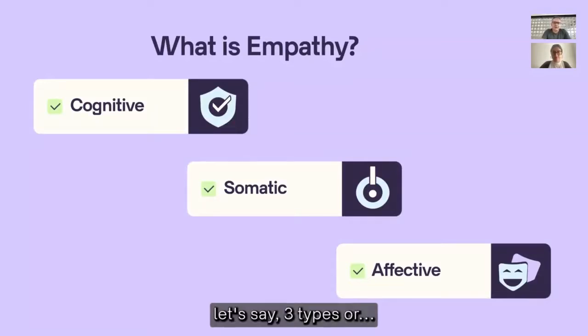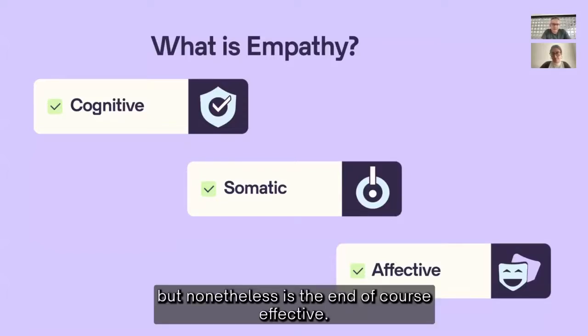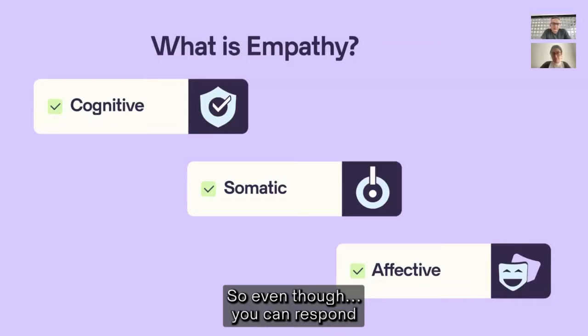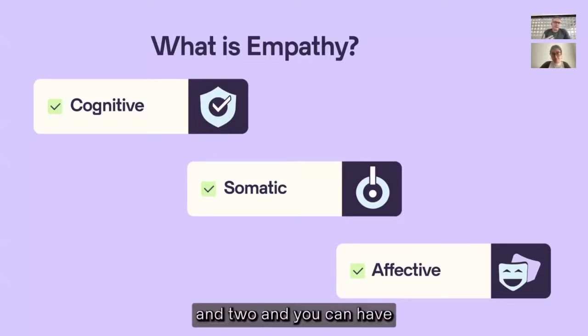So we have empathy, let's say, three types or levels. We have the cognitive level, how you are responding to a person's emotion. Somatic: this is a physical response to others, to their feelings and experiences. In a remote setting, it can be tricky to have this kind of response, but nonetheless, it is there. And of course, affective, which is how to respond to a person's emotion. So even in a remote setting, you can respond. You can understand the other person in front of you in a meeting, in a one-on-one, and you can have a response that is, let's say, matched and expected of you, and in the end, human.